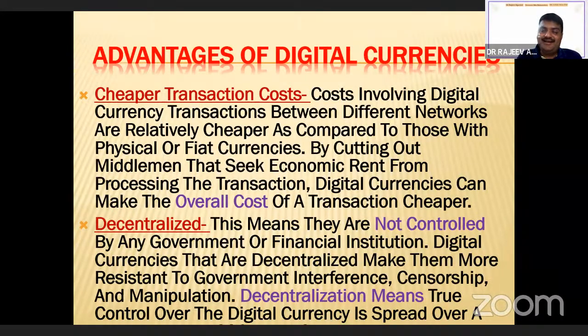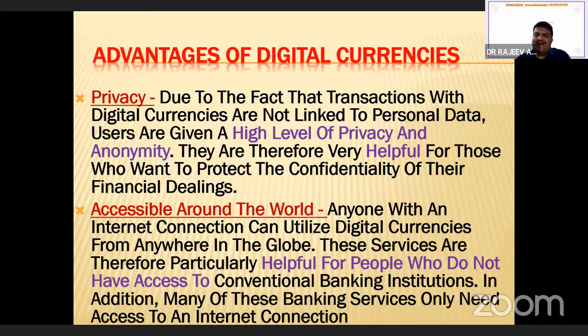It is decentralized. That is, if it is decentralized, it cannot be controlled by any government or financial institution, and that is the reason why it has become more and more popular and resistant to government interference, censorship, and manipulation. Decentralization means true control over the digital currency is spread over the manufacturer. And privacy: there is a high level of privacy and anonymity. No one will come to know what money you have transferred to whom, and that is the biggest advantage, and that is the reason why they are helpful for those who want to protect the confidentiality of their financial dealings.